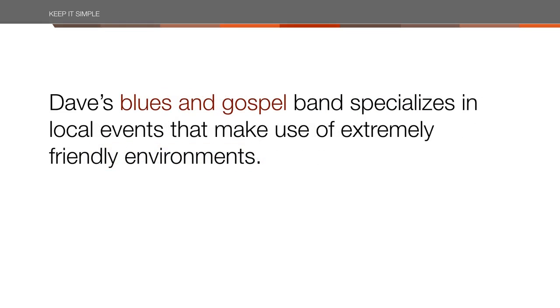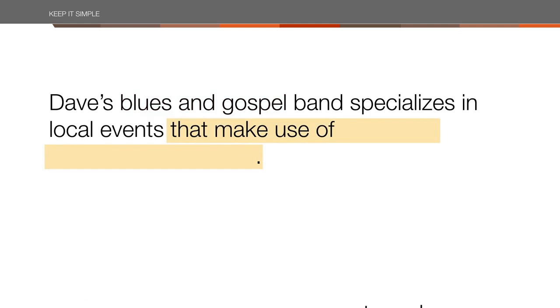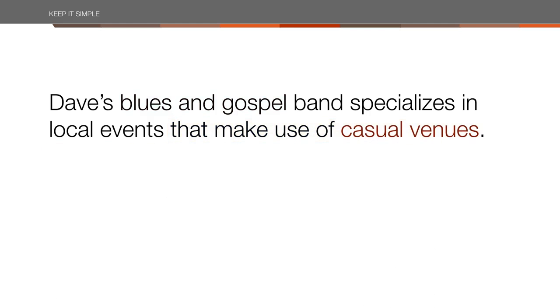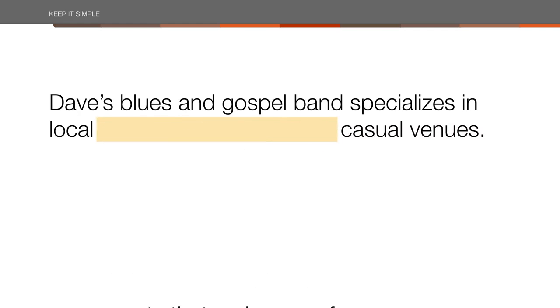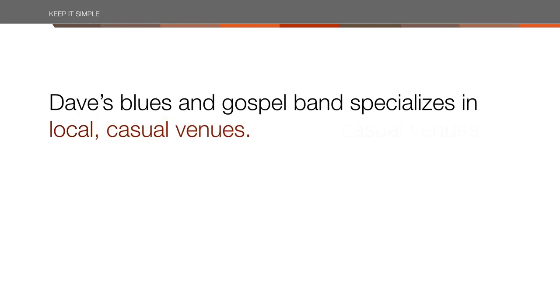Our current version of the sentence is, Dave's blues and gospel band specializes in local events that make use of extremely friendly environments. This is better, but still clunky. In particular, I'm thinking that extremely friendly environments can be replaced by casual venues. Couldn't I just cut events that make use of and just say local casual venues? It says the same thing with fewer words and it's more clear.